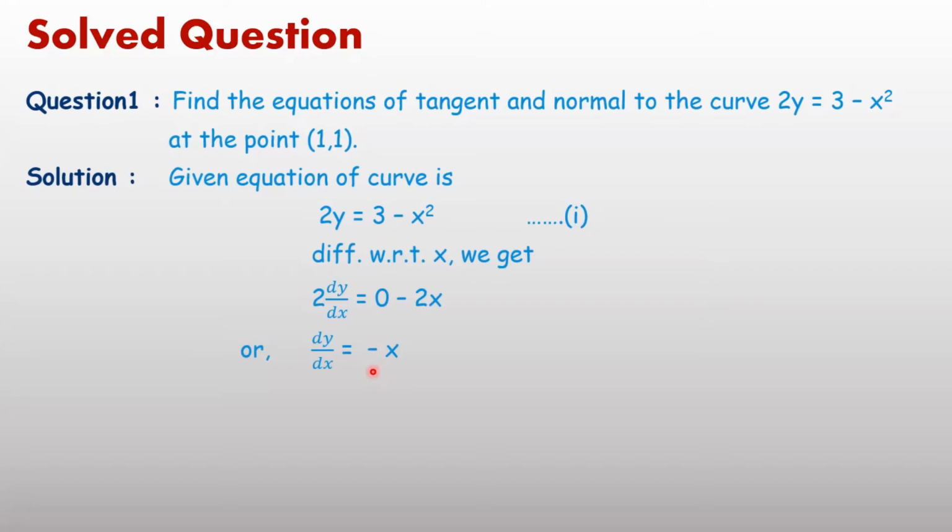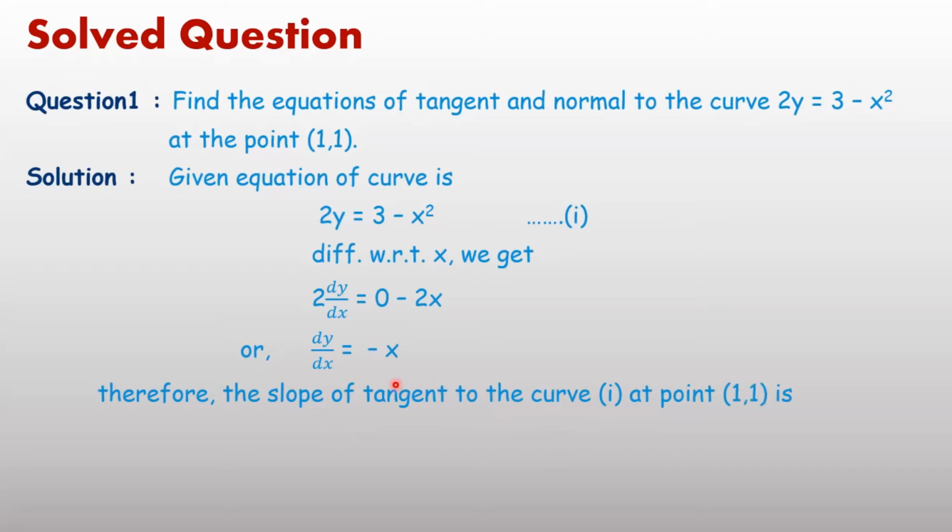Step second over. Step third, you have to write the slope of tangent. Slope of tangent means the value of dy by dx at the given point. The given point means (1, 1), which means the value of x is 1 and y is 1. To write down the slope of tangent, m equal to dy by dx at (1, 1). In place of x, write down 1. You are getting the slope of tangent as minus 1.